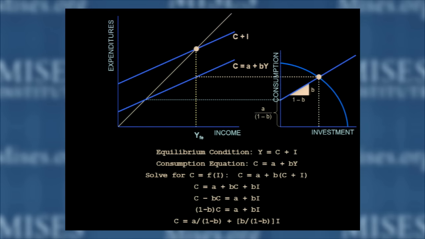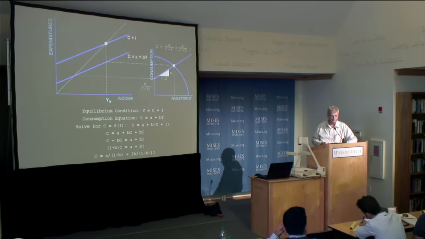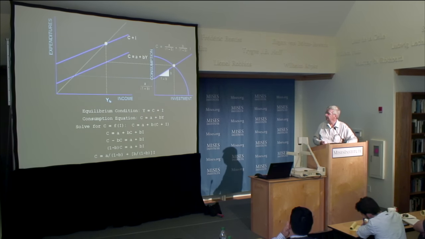And it gives you this. The intercept there is A over 1 minus B. The slope is B over 1 minus B. So there's the equation of the demand constraint. And again, it's an equation you'll never see in a principles textbook. They just don't do that. As soon as you see that consumption and investment are always moving together, you see that the PPF is really just out of play.